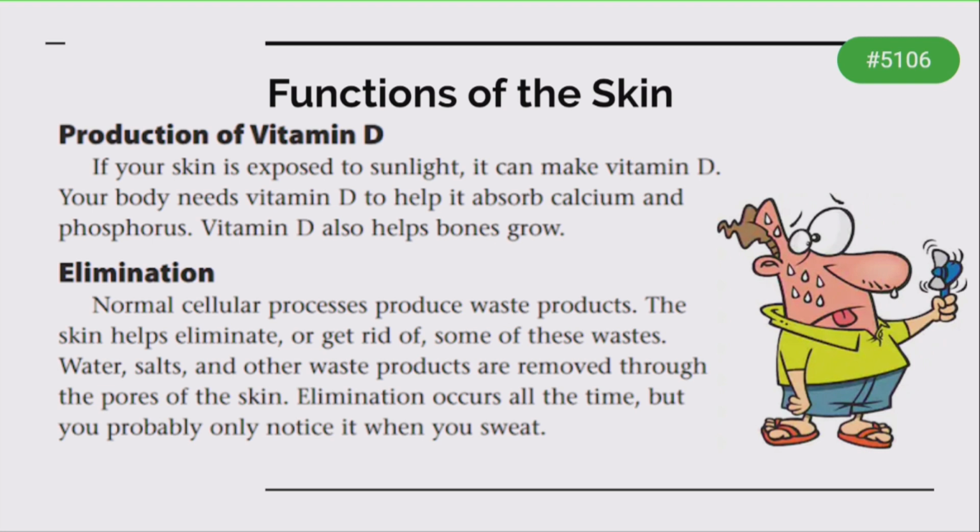The last few functions is producing vitamin D, which is important because it can absorb calcium and phosphorus, and it also helps your bones grow. So if your skin is exposed to sunlight, it does create vitamin D. Now, does that mean go into the sun and not wear sunscreen? No, it can't protect you from all the bad UV rays, just some. But it's important to get that sunlight and really get that vitamin D going so you can keep your bones strong as well. Elimination, like I said, your skin is constantly getting rid of waste.